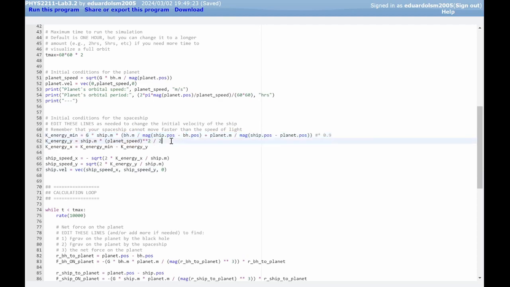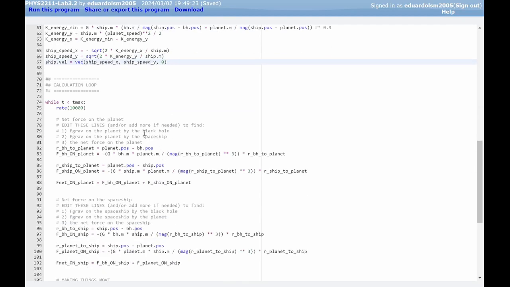Then, since the planet is moving too, we need the y velocity of the ship to be at least the same as the planet's speed. So this is the equivalent kinetic energy for that. And that's how I found the kinetic energy for the x direction, just taking that from the total energy. Then I just got the corresponding velocities for each direction and added that to the velocity vector.